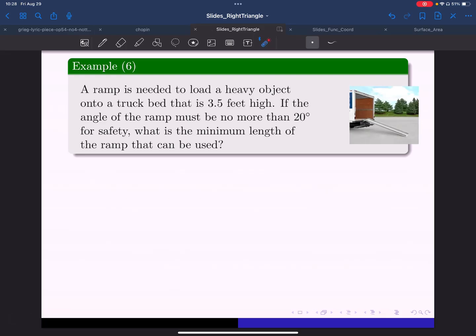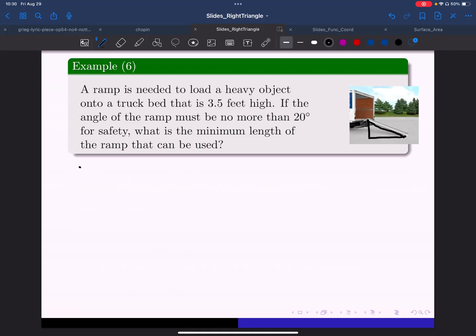Example 6. A ramp is located to load a heavy object onto the truck bed that is 3.5 feet high. If the angle of the ramp must be no more than 20 degrees for safety, what is the minimum length of the ramp that can be used?